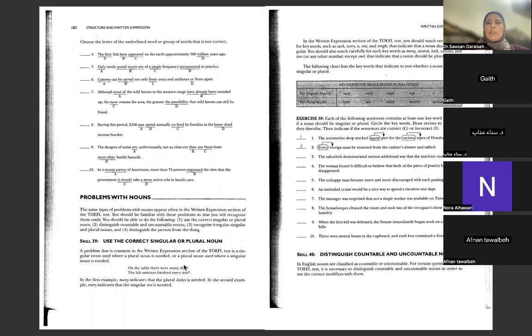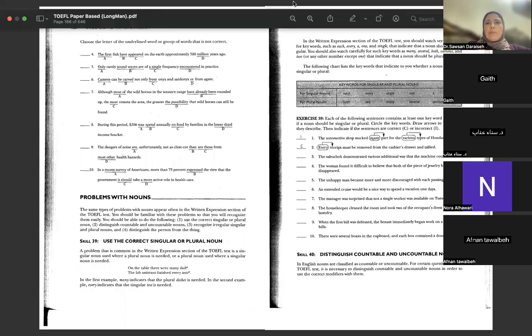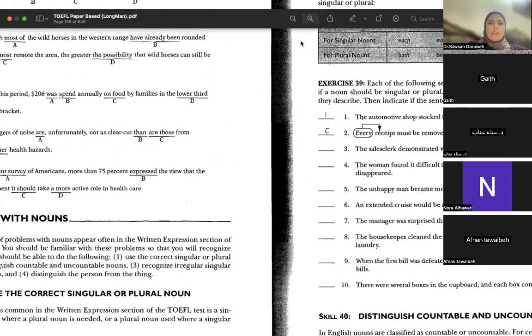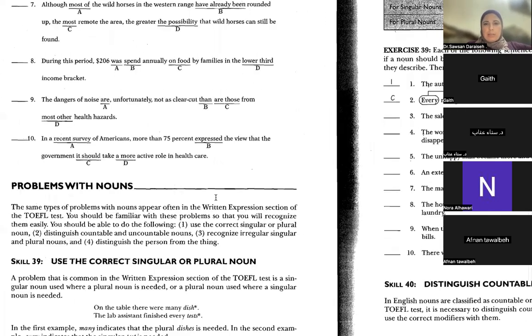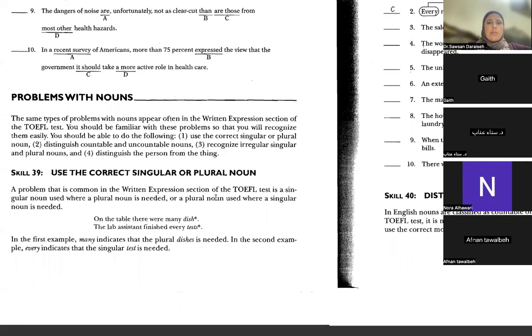So the goal is to get to know as many names of things, items, proper nouns as possible. That way you are able to differentiate the singular from the plural. Usually we add an S with nouns to make them plural, but that is not always the case, right? Let's take a look at this topic, problems with nouns.